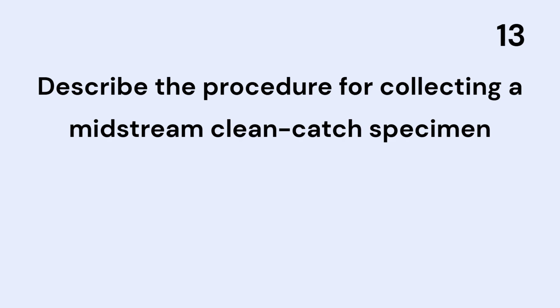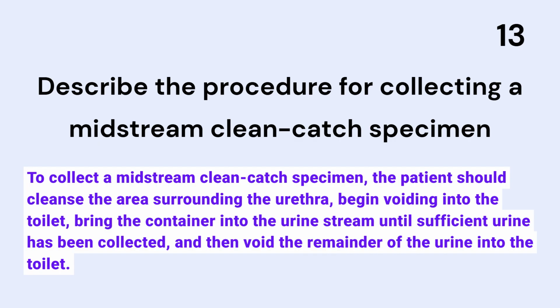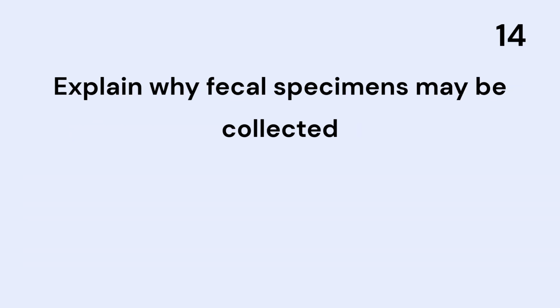Describe the procedure for collecting a midstream clean catch specimen. To collect a midstream clean catch specimen, the patient should cleanse the area surrounding the urethra. Begin voiding into the toilet. Bring the container into the urine stream until sufficient urine has been collected, and then void the remainder of the urine into the toilet.